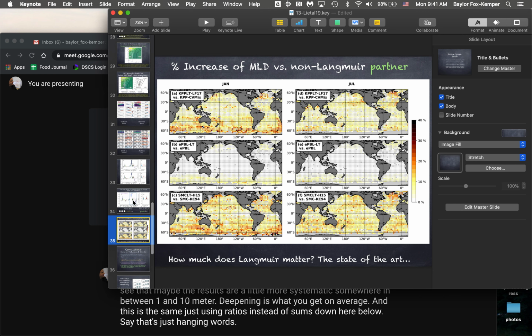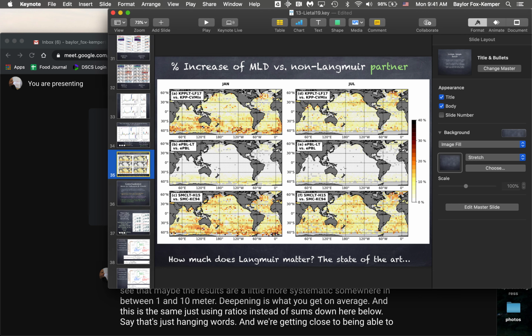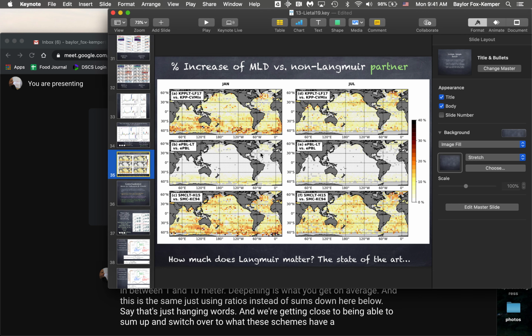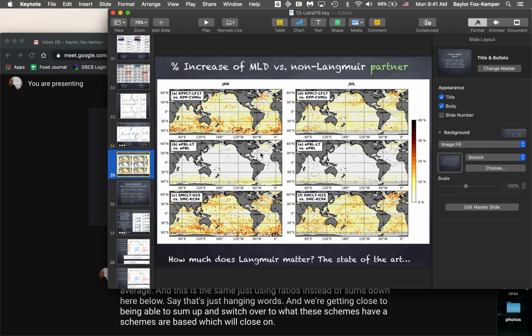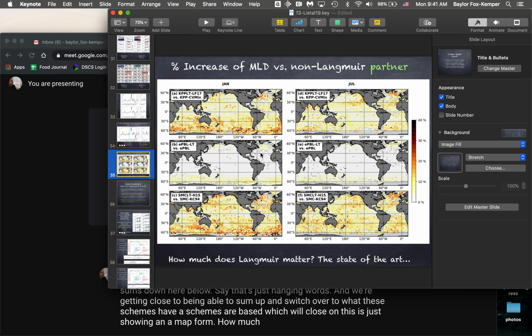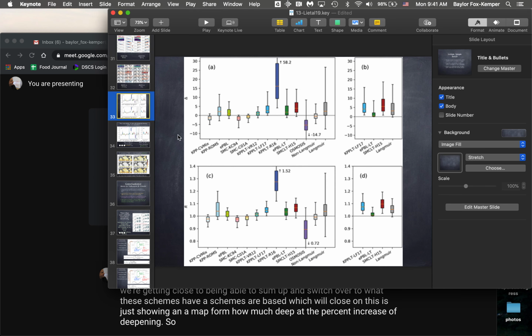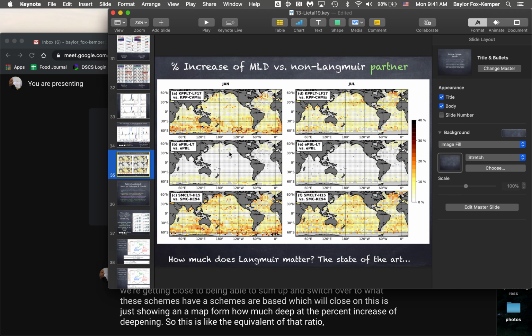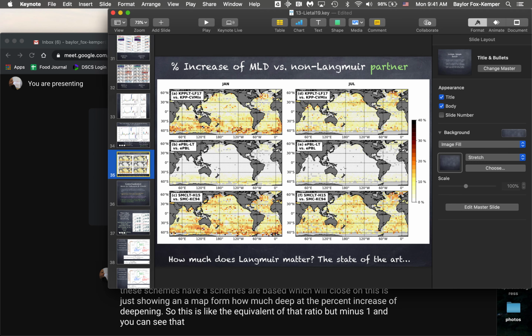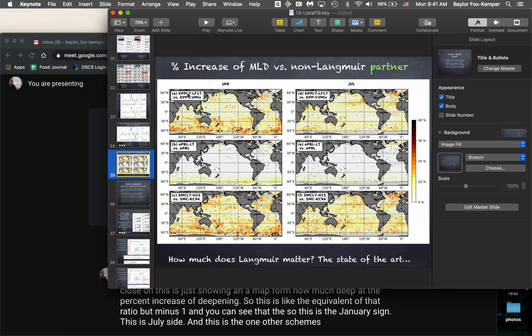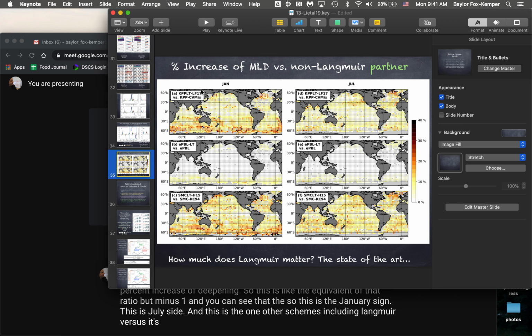And we're getting close to being able to sum up and switch over to how these schemes are based, which we'll close on. This is just showing in map form the percent increase of deepening. So this is like the equivalent of that ratio, but minus 1. And you can see that, so this is the January side, this is the July side, and this is one of the schemes including Langmuir versus its partner. It's the same scheme except with the waves turned off.